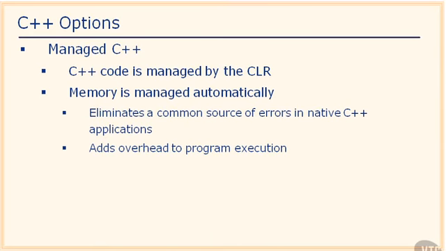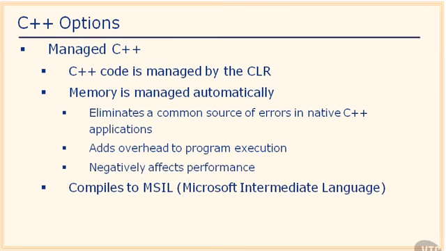But keep in mind that managing this memory, using garbage collection and doing some other things, does add overhead to the program execution. So if you're looking for the fastest, most efficient, smallest footprint code that you can get, C++ native is going to be the way to go. If you can deal with a little bit of overhead and you want the .NET Framework to take care of your memory problems and challenges and so forth, then managed C++ is going to be the way to go. So you are going to negatively affect performance here, but you're still getting something for that. So if you can live with the performance hit, managed C++ is a great solution.